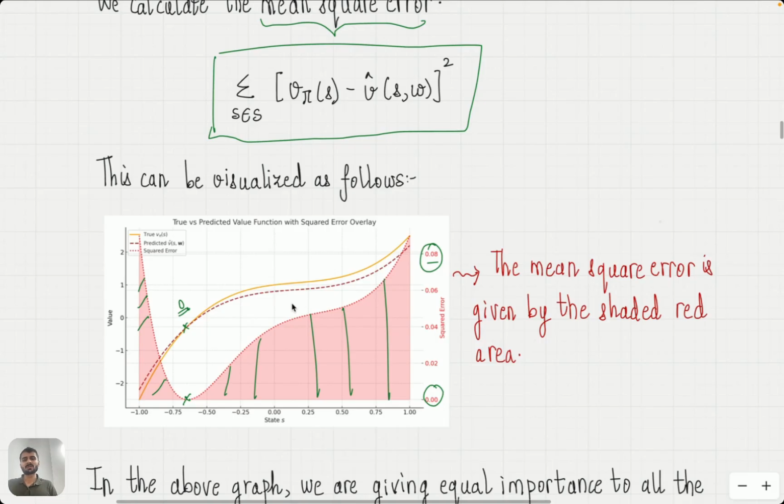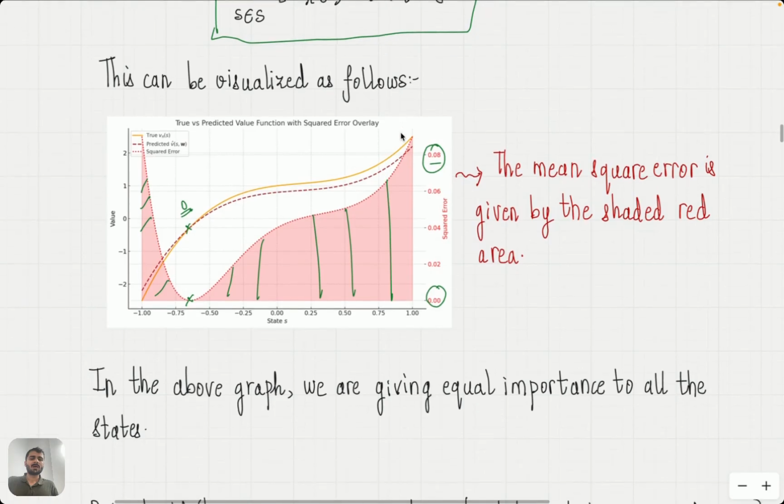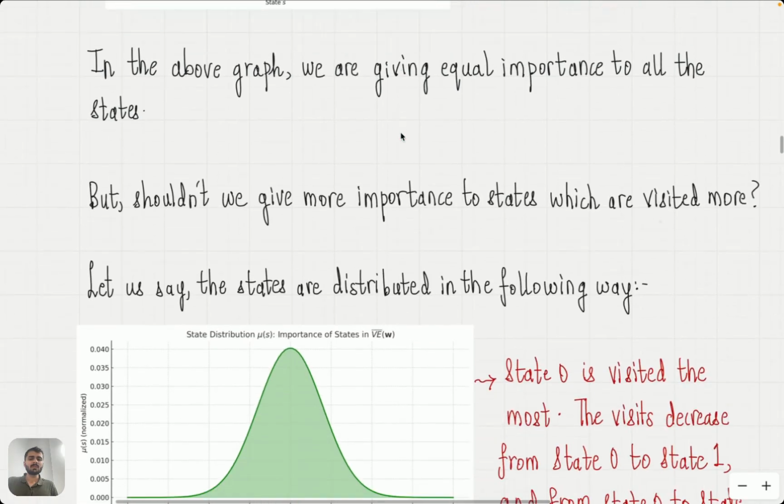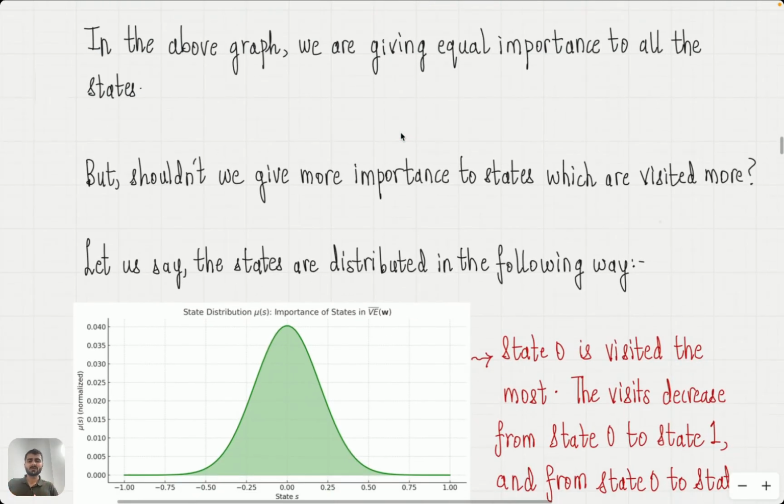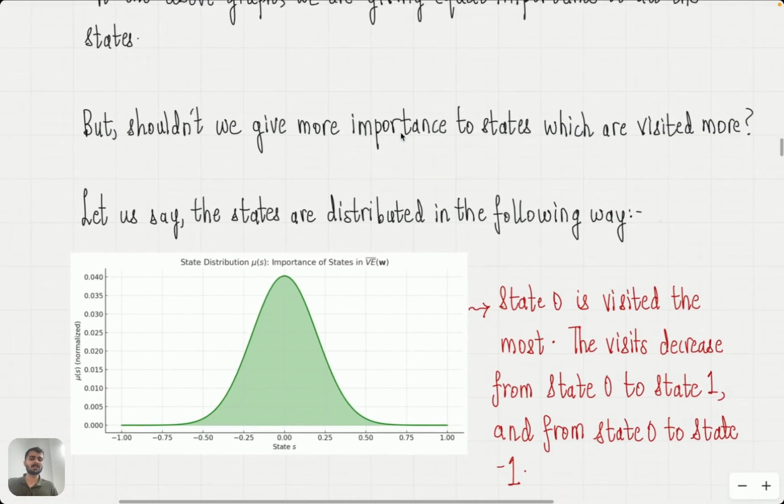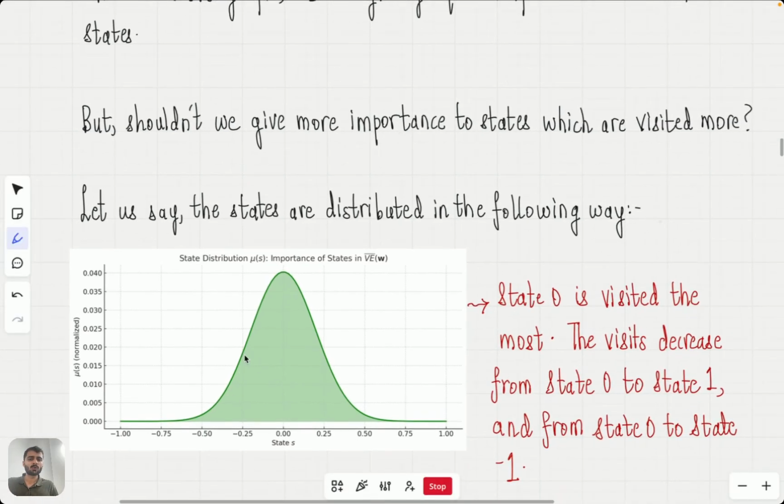And this will make sure that we are giving importance to some states and less importance to others. Now, this is not included in this mean square error formulation because, as I said, we are summing up the mean square error at all the different states. So, how do we include this? Let's take an example. First, let's understand what is the meaning of some states are visited more and some states are visited less. So, what I have shown here is the state distribution.